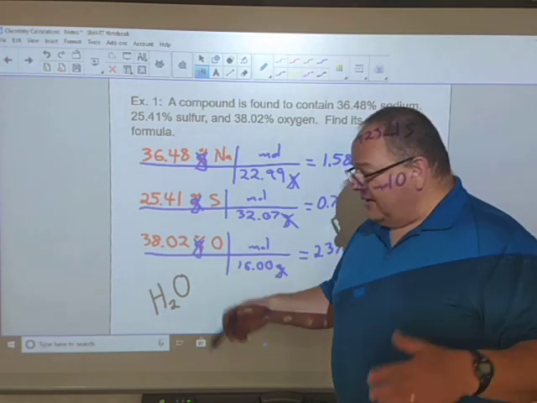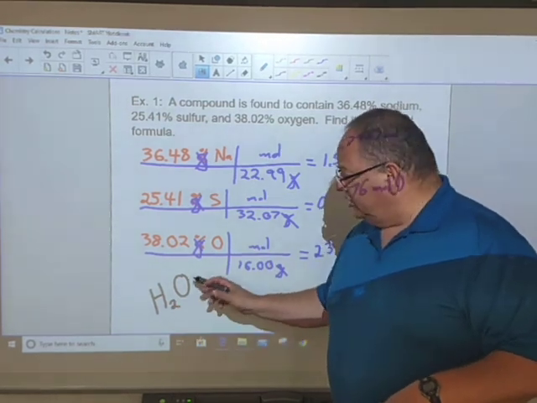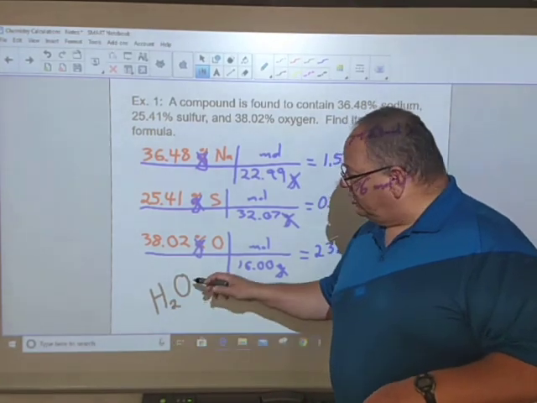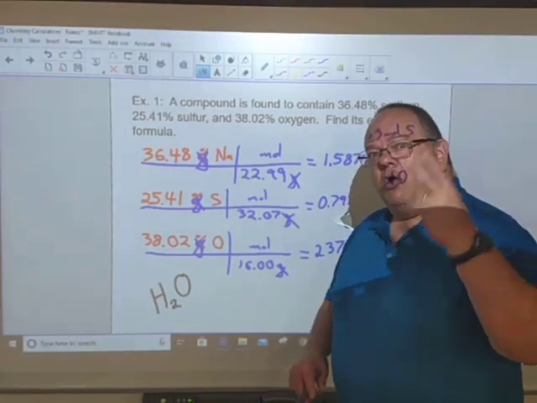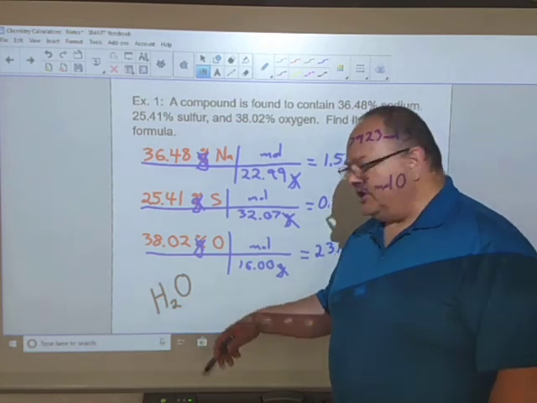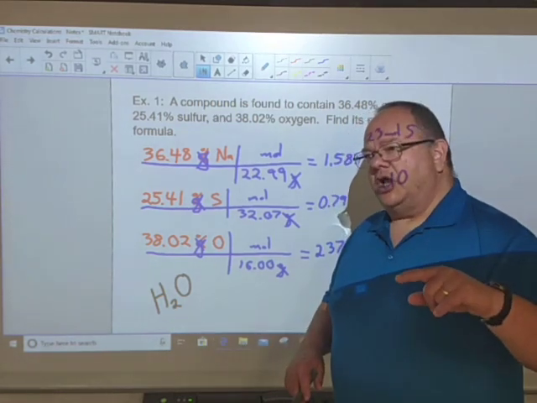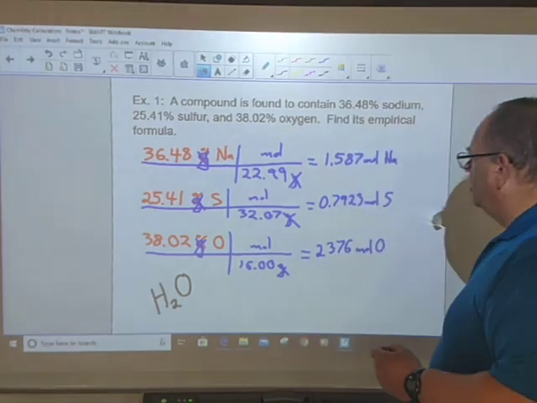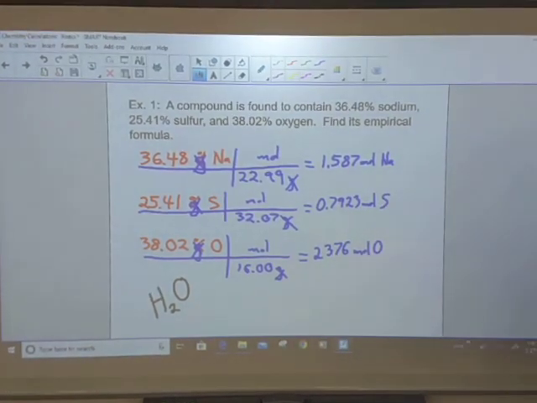If I had a bigger sample of water, if I had 200 atoms of hydrogen, there'd be 100 atoms of oxygen. If I had 2 billion atoms of hydrogen, there'd be 1 billion atoms of oxygen. Or if I had 2 moles of hydrogen, I'd have 1 mole of oxygen. The formula gives us a mole ratio. Well, I have a mole ratio here. Can I write my formula?